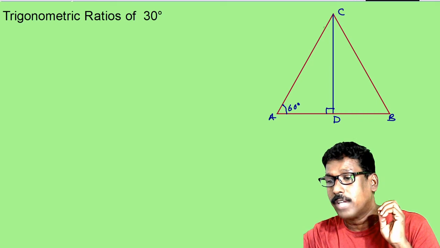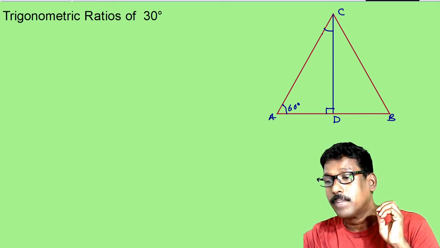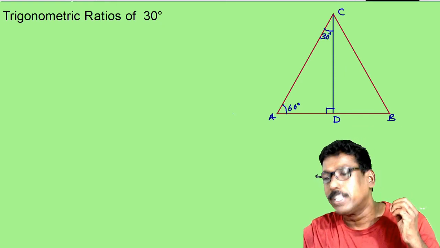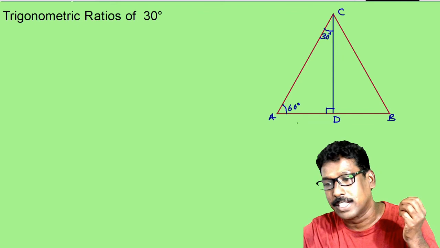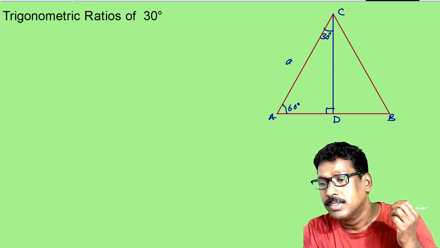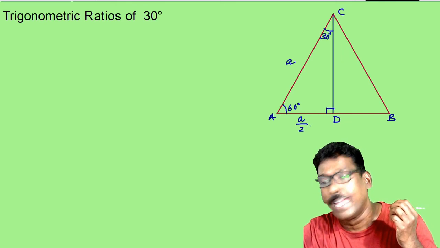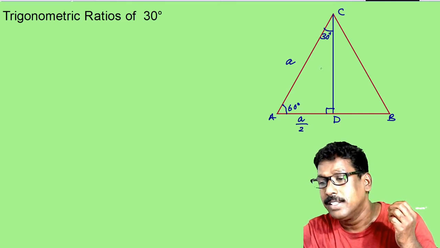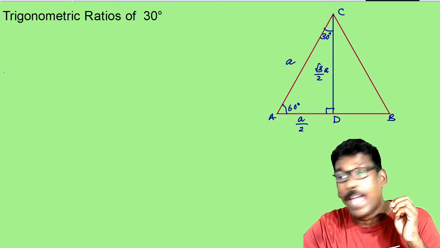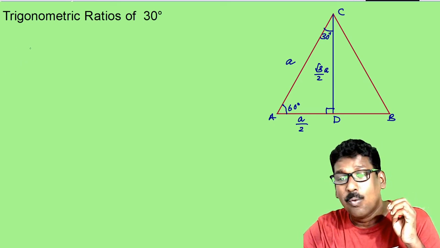Then what about angle C? This is 90, so 60 plus 30, again 90. By angle sum property, you will get angle C is equal to 30 degrees. Now look here, let each side be a. Then AD, of course, will be a by 2 and CD you can write as root 3 by 2 a.